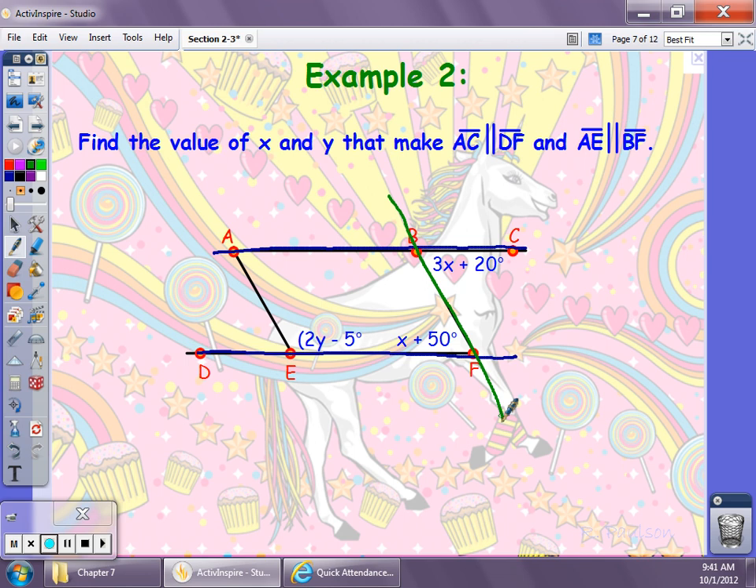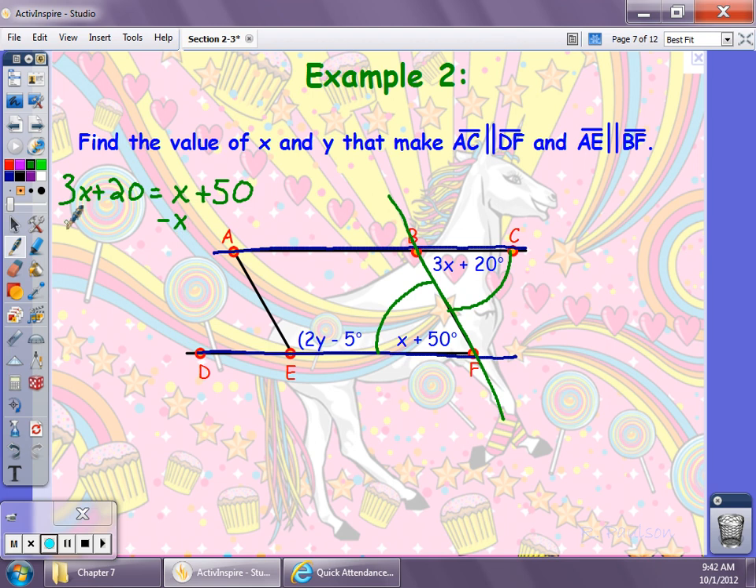So what I notice is if I look at this angle here and this angle here, these are alternate interior angles. And in order for those lines to be parallel, those angles must be congruent. So I'm going to take the first expression of 3x plus 20 and set that equal to the second expression of x plus 50. Now I need to find the x value that is going to make both of those angle measures the same measure once I substitute it back in.